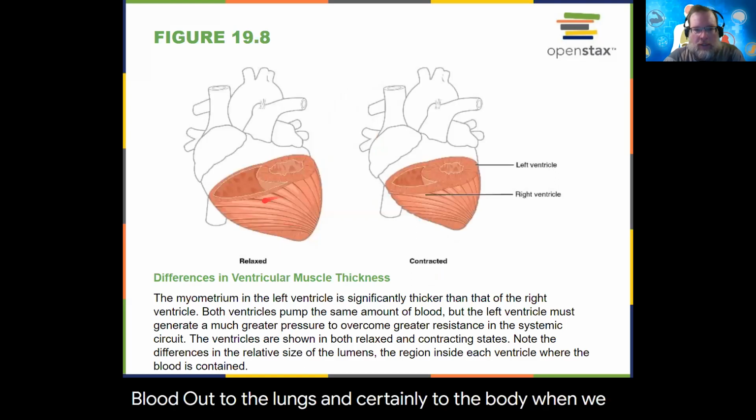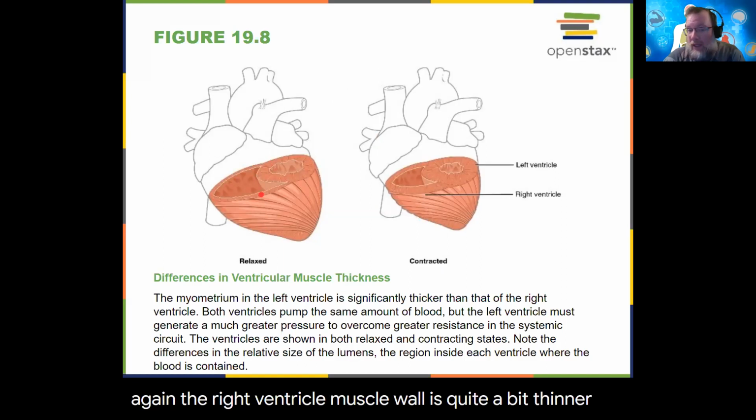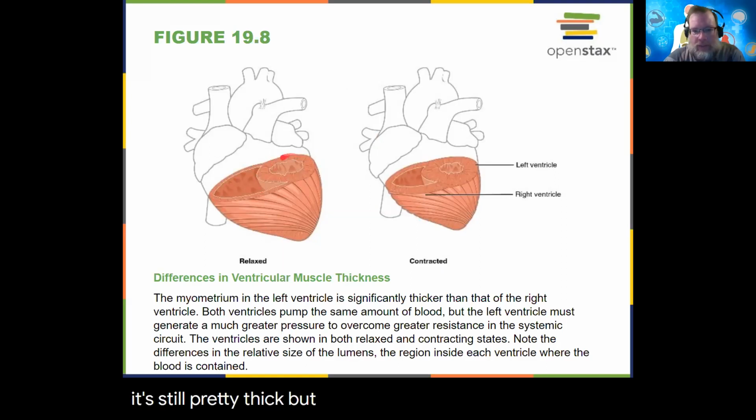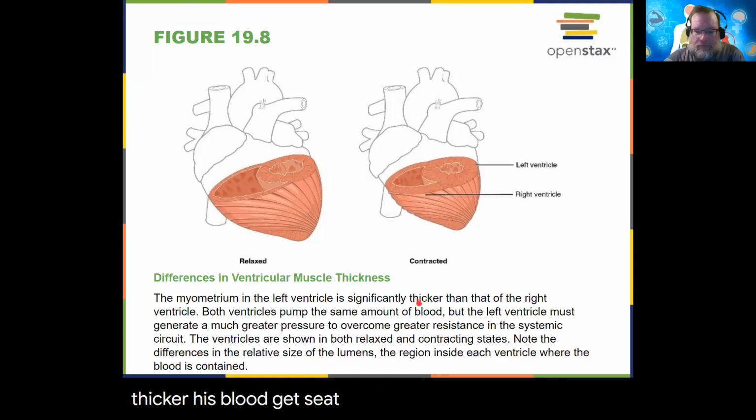When we look at a cross section of the two ventricles, we see that, again, the right ventricle muscle wall is quite a bit thinner. It's still pretty thick, but relative to the left ventricle, we see, again, a lot thicker muscle wall. So the right ventricle almost looks like it's a bigger chamber. And then on a contraction, again, you can see the musculature layer gets thicker as blood gets ejected.